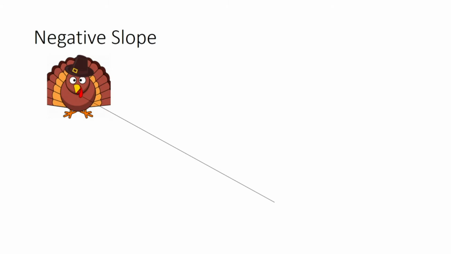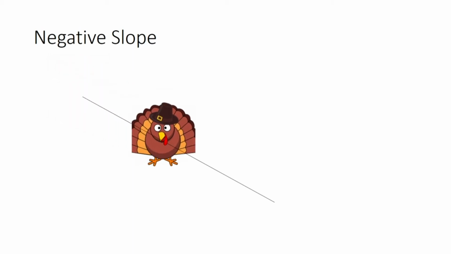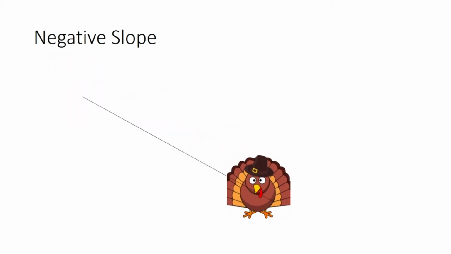Now let's look at negative slope. So let's say we have a line looking like this. We always want to look at the left part of the graph. So let's say if we put the turkey on the left, how does the turkey behave as it moves along the line? Clearly, the turkey has to go down, and therefore the slope is negative.